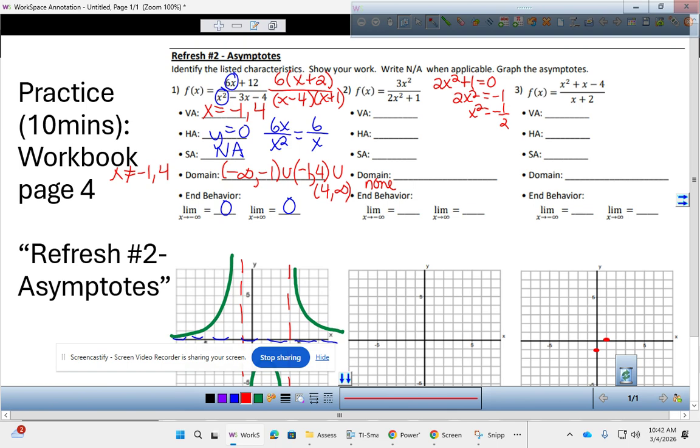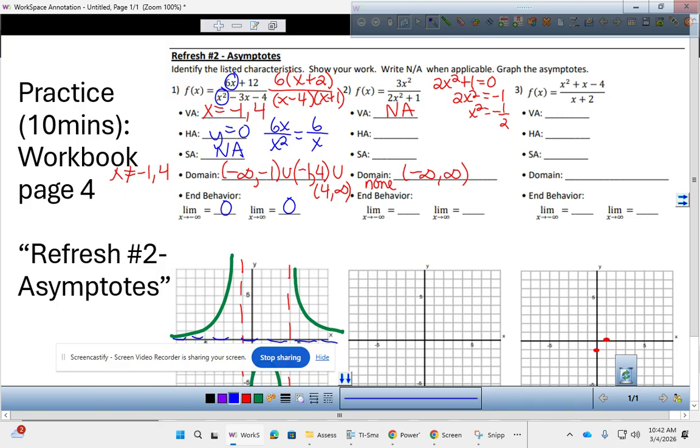No restrictions. All reals, right? Negative infinity to positive infinity. If there aren't any restrictions, then there aren't any vertical asymptotes either. They are the same thing. A restriction and a vertical asymptote go hand in hand. So all of those pieces work together.